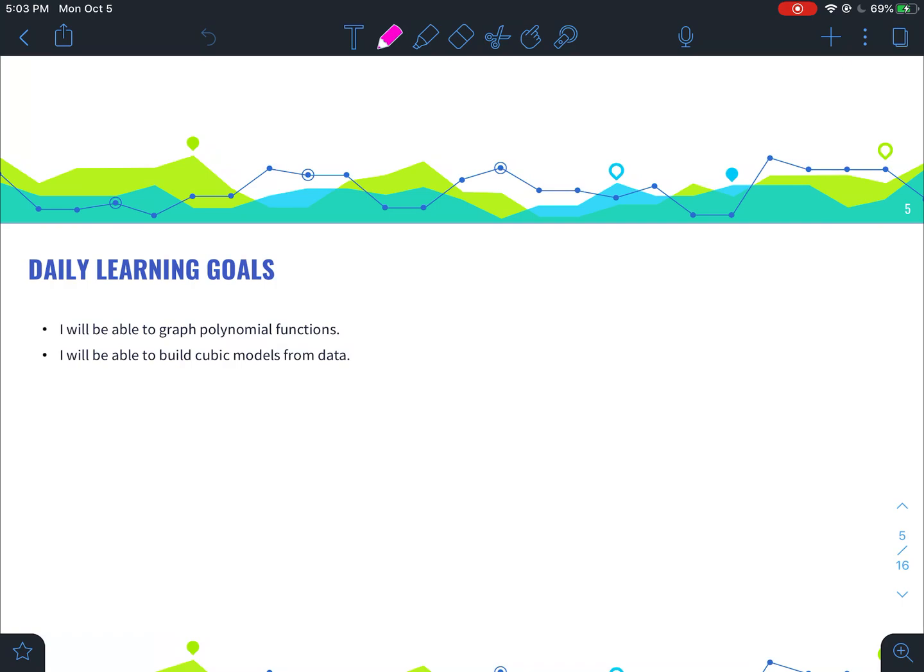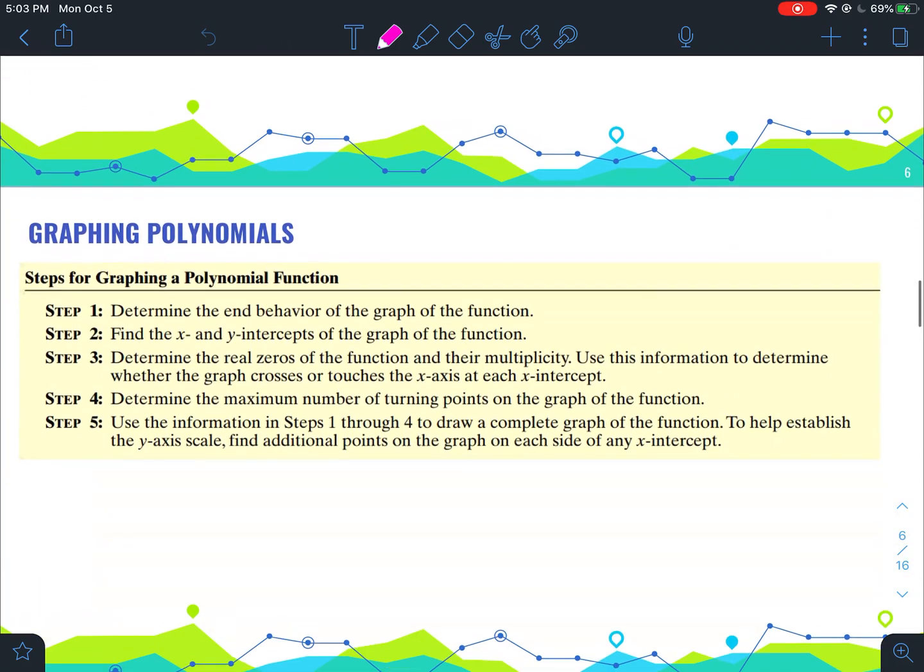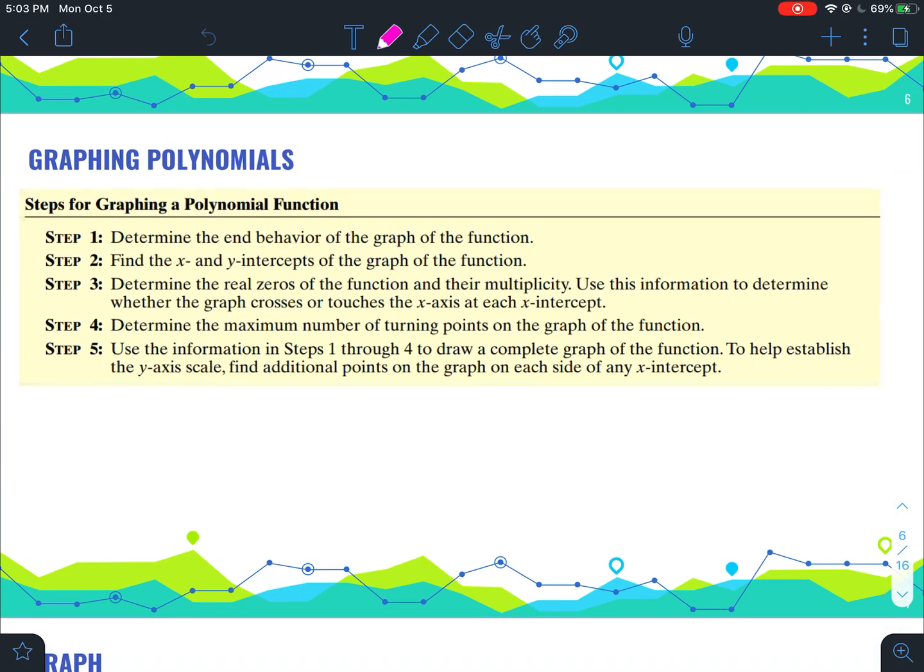So today we're going to talk a little bit more about polynomial functions and how to graph them by hand, and how to graph them and build models using Desmos from data. So graphing polynomials. Some steps that you're going to want to take to graph polynomials by hand.